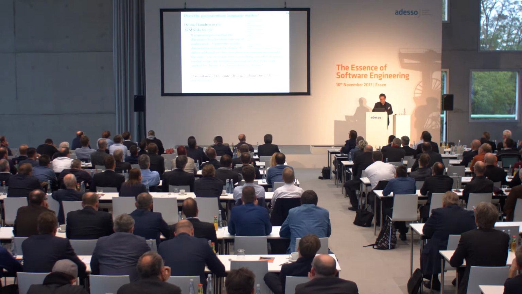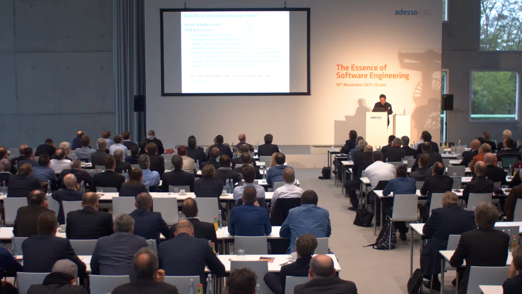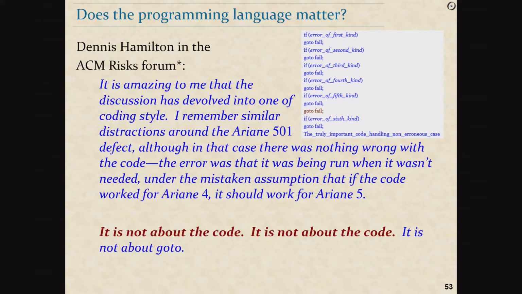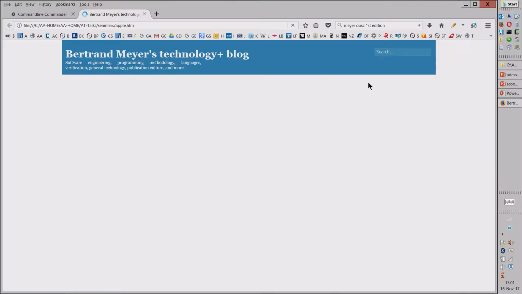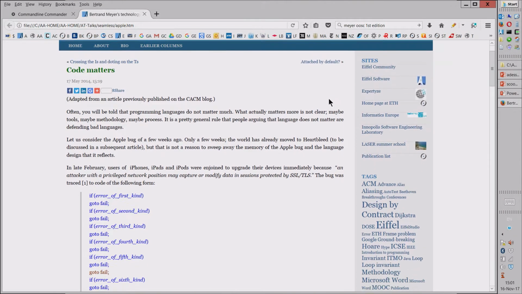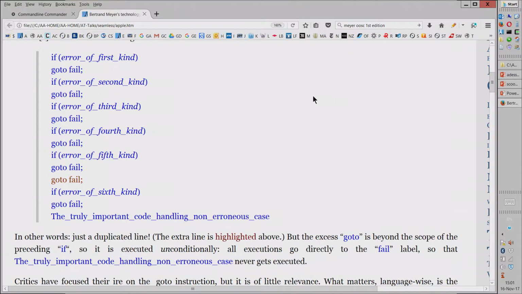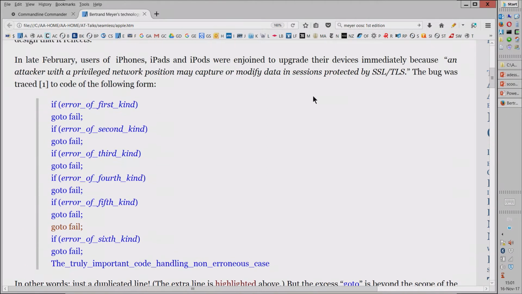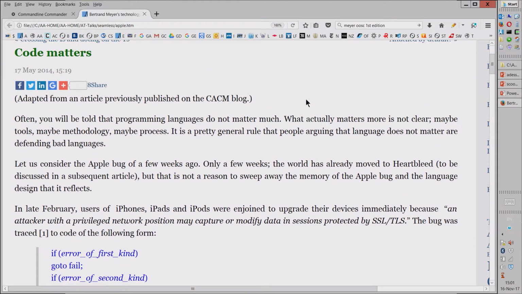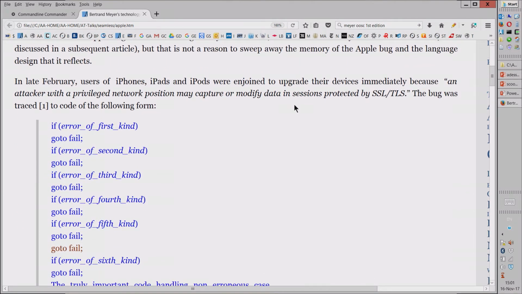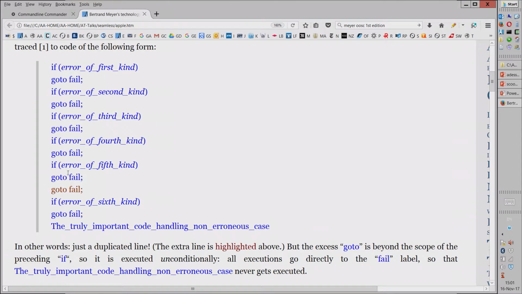Okay, programming language aspects. I published a blog article a couple of years ago after one of those software catastrophes which happened with Apple. Well, no one got killed as far as I can tell, but there was a major security breach in iPhones, iPads, and iPods due to this error here. There was a goto that had been duplicated.